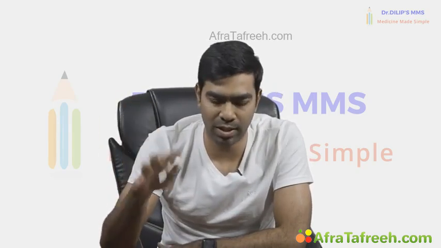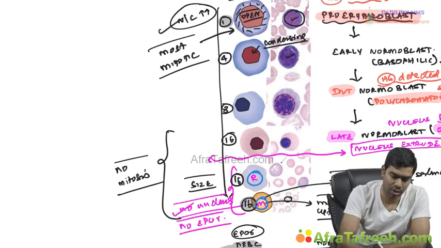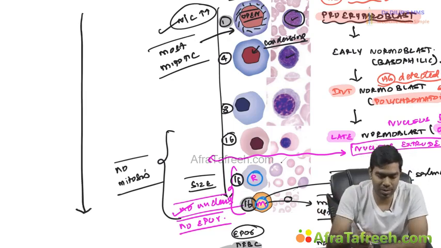So we have discussed almost everything about a mature RBC and a reticulocyte. At the same time, how long will it take from a proerythroblast? To complete from proerythroblast to a mature RBC stage, how long will it take?